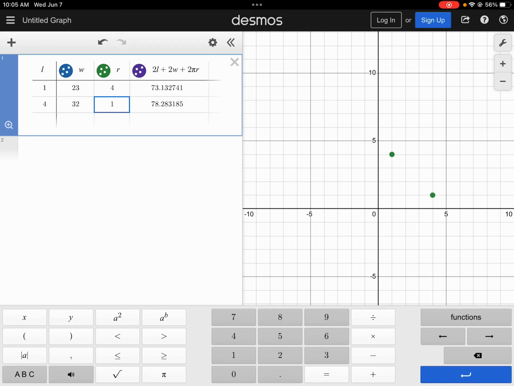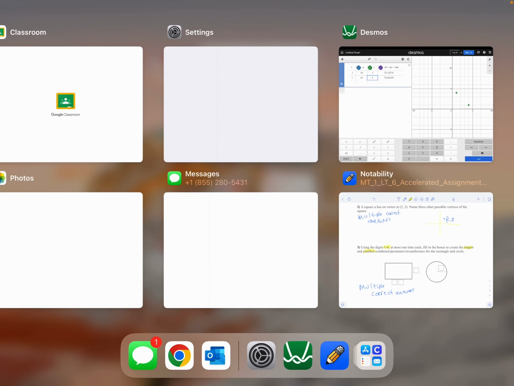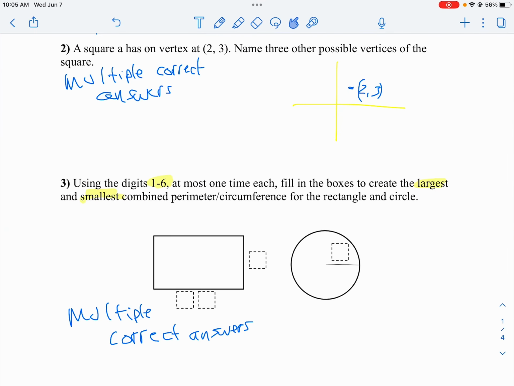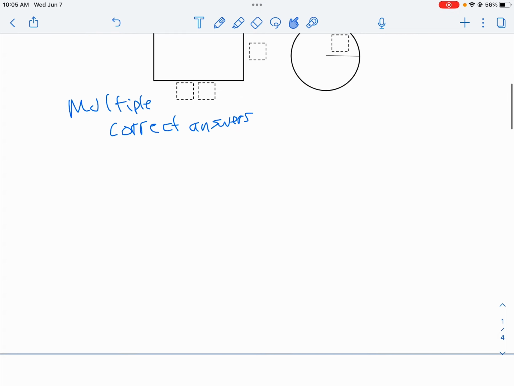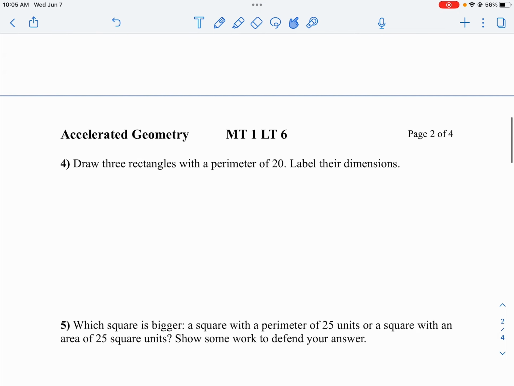I want you to find the biggest combination using the digits 1 through 6 and the smallest combination using the digits 1 through 6 to find that solution. And then compare it with your neighbor. Make sure you don't have to do all of them yourself.